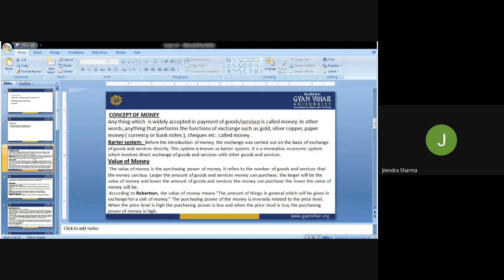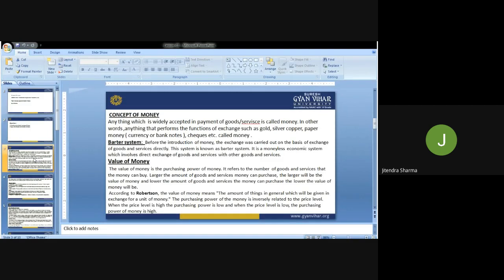Anything which is widely accepted in payment for goods and services is called money. In other words, anything that performs the function of exchange. It means the exchange function, in which way you can carry out the transaction of goods and services with another person.